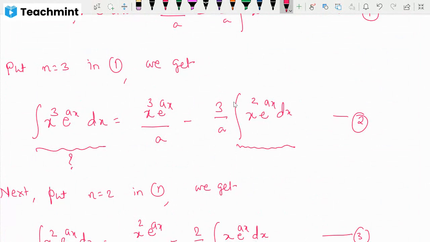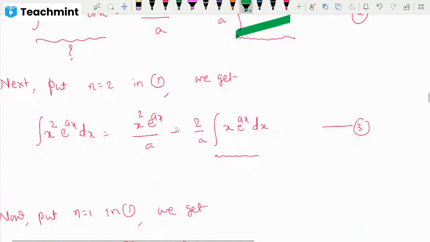So again we should find the value of this integration. To find it, again we have to use the same reduction formula, but for n equal to 2. If you put n equal to 2 in reduction formula 1, it will directly give us integration of x square e raised to ax dx, and that is equal to this. Again, the value of this integration contains another integration, that is integration of x e raised to ax dx. So we are not using integration by parts here, we are using the reduction formula again and again to find the required integration.